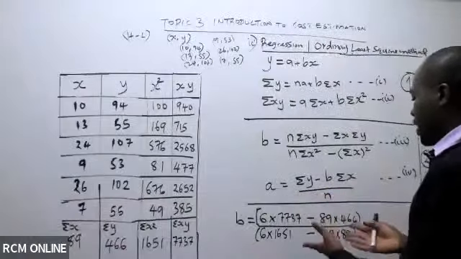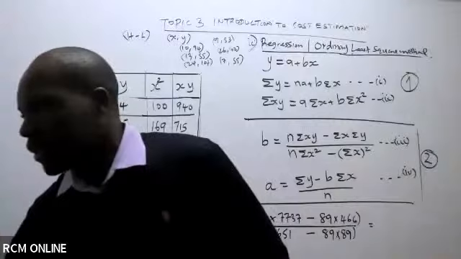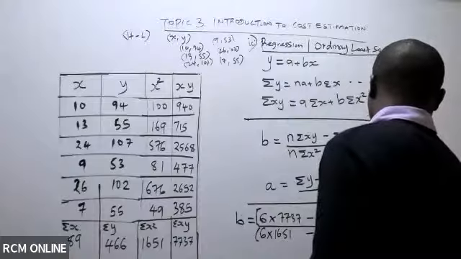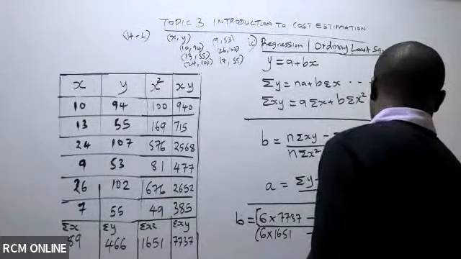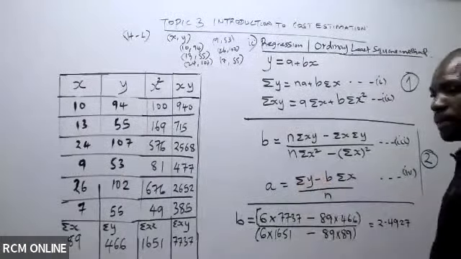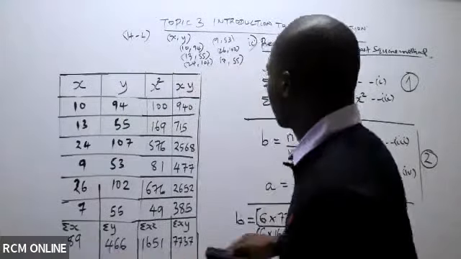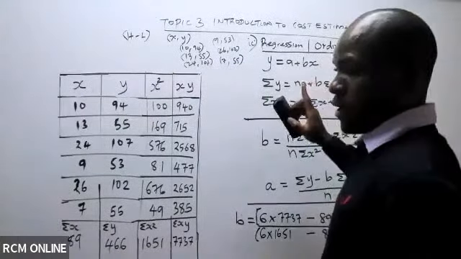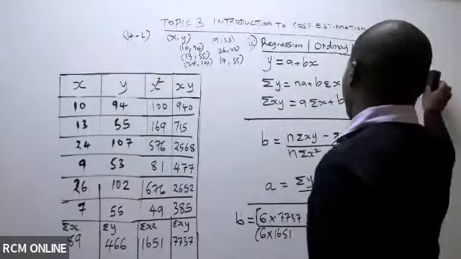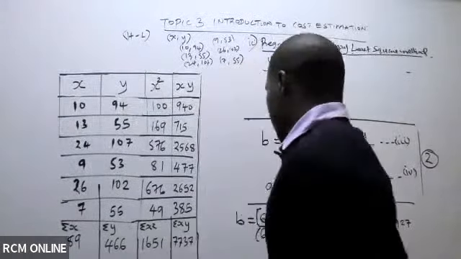Good. So that is the value of B, which I've been given somewhere here, 2.4927. So can we use that to get the value of A? We should. As an assignment, you're going to use this first method to get the same thing.